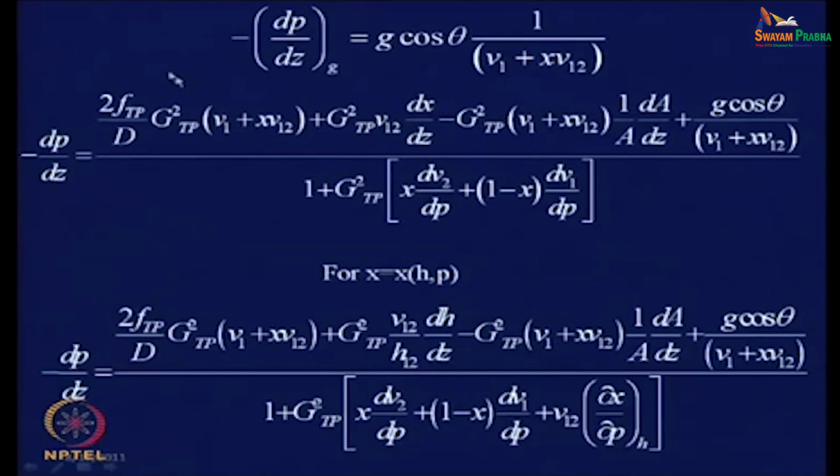On the numerator there is one particular term which refers to the frictional pressure gradient, then there is one term which refers to the gravitational pressure gradient, and two terms which refer to the acceleration pressure gradient, one term being due to the acceleration due to area change, the other being the acceleration due to the quality change. Okay. And there is of course another denominator part which resembles that of single phase compressible flows, and regarding the significance of the denominator we will be discussing later.